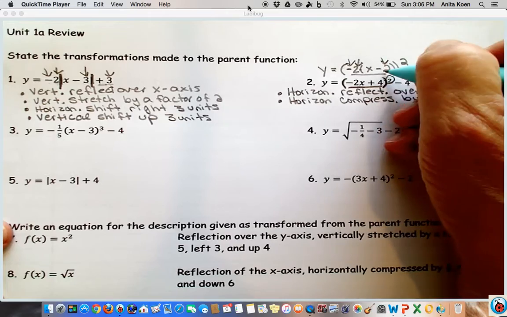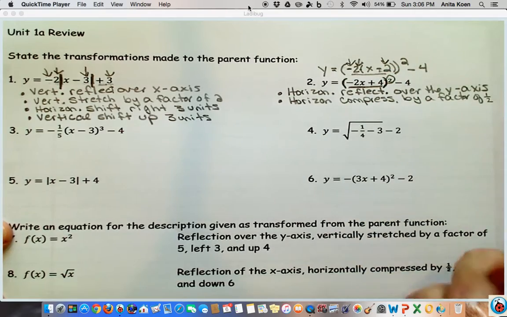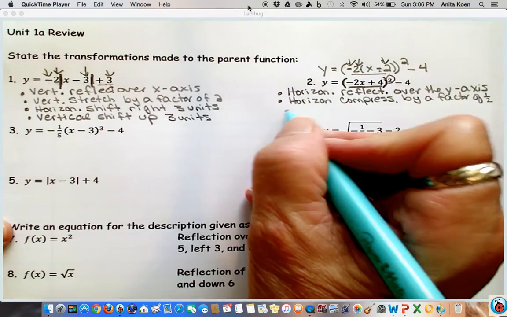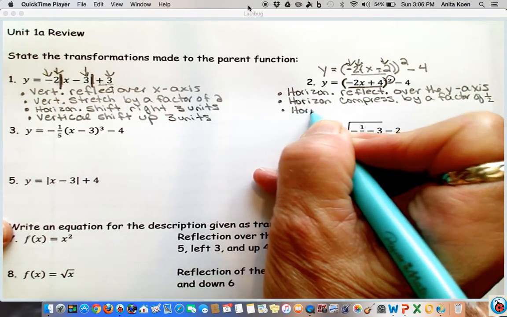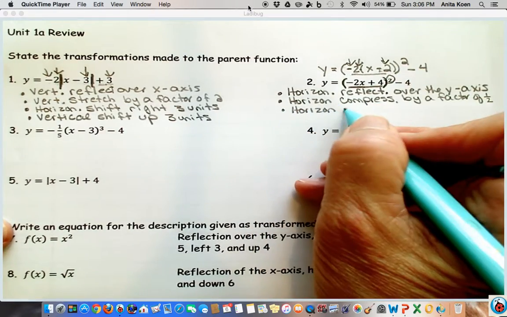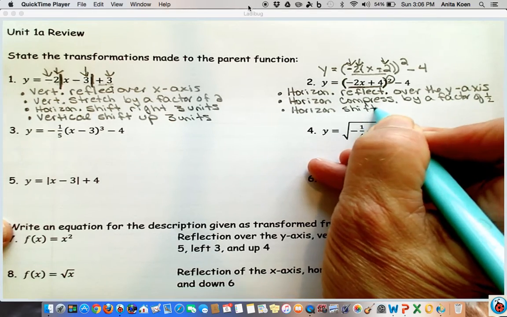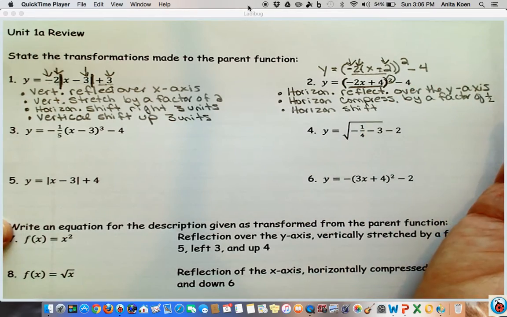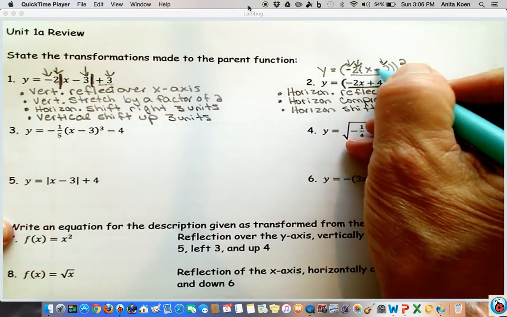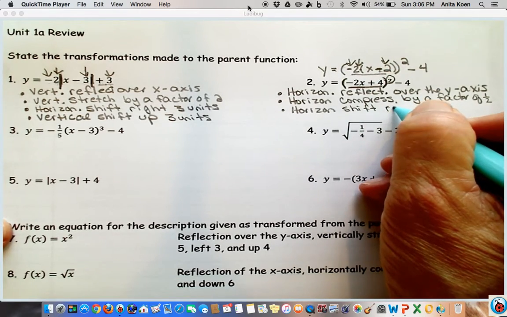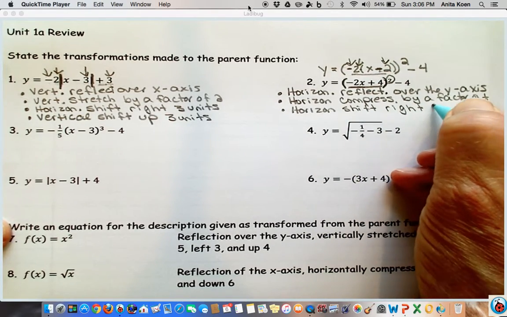Now let's look at this 2 that's being, the negative 2 that's being added. It's still on the inside of the function, so that still makes it horizontal. It's a shift because it's being added or subtracted or added a negative. It's a negative, so we have to do the opposite, which means it's going to go to the right 2 units.